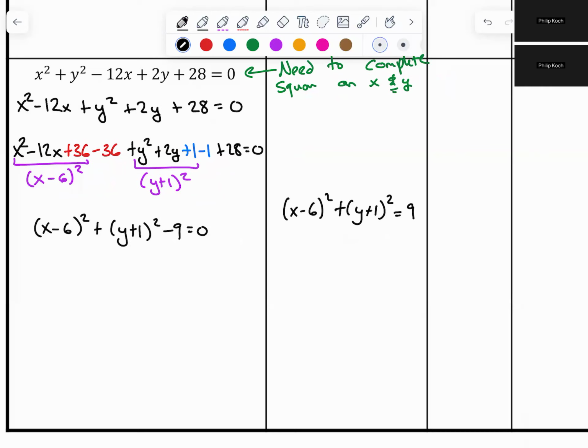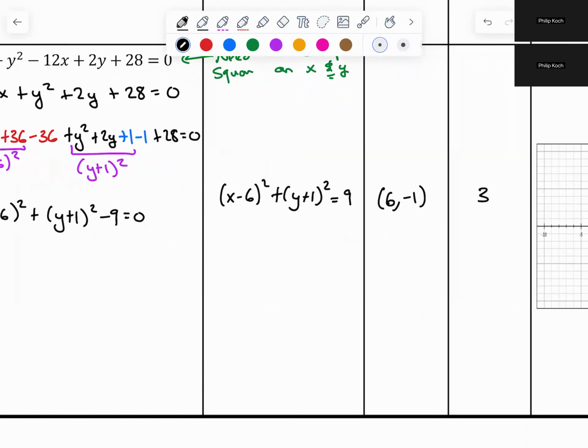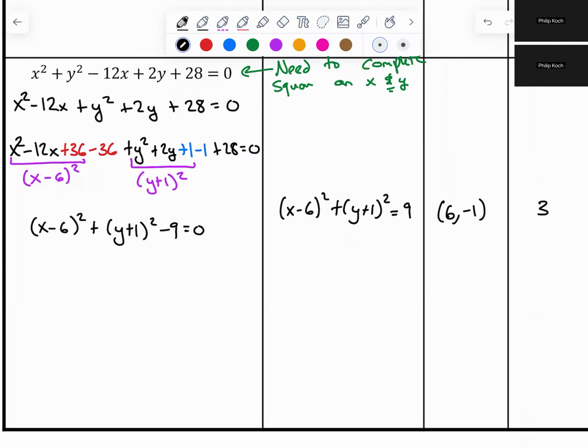So the format is x minus h squared plus y minus k squared. So the center should be 6 comma negative 1. And the radius should be 3. Any questions on that? Yes. You got negative 9 from doing all the... so excellent question. So that's going to be from, let's use brown, combining this and these two. So negative 36 minus 1, that's negative 37 plus 28 should give me negative 9.